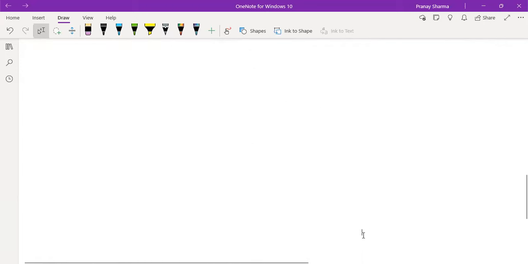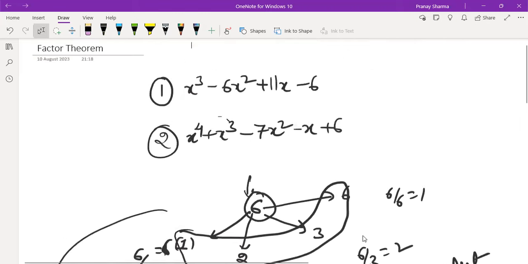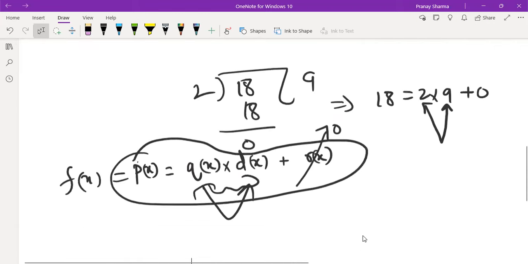That means we can express a polynomial in this form. If the remainder comes out to be 0, then we can express a polynomial in this form. That is what the factor theorem states. Fine. So now suppose somebody is asking us to factorize x cube minus 6x square plus 11x minus 6.